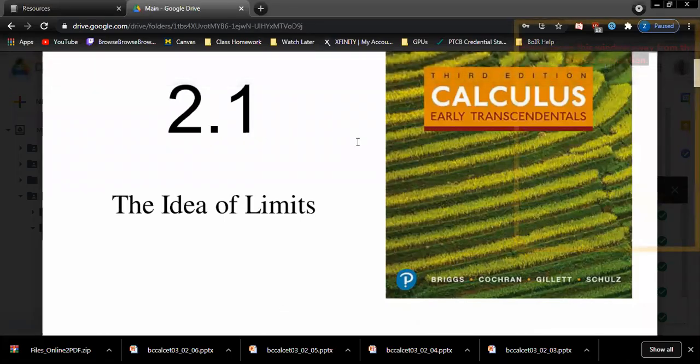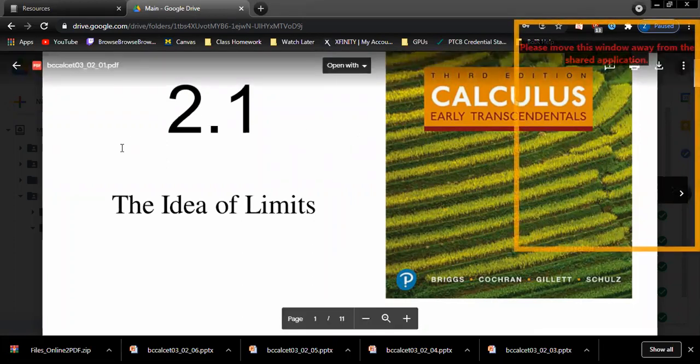Okay, so our first topic is going to be limit. We'll slightly go back to the idea of straight line for a while, and then we'll come back to limit. And for that, I want to share the screen of my iPad as well.